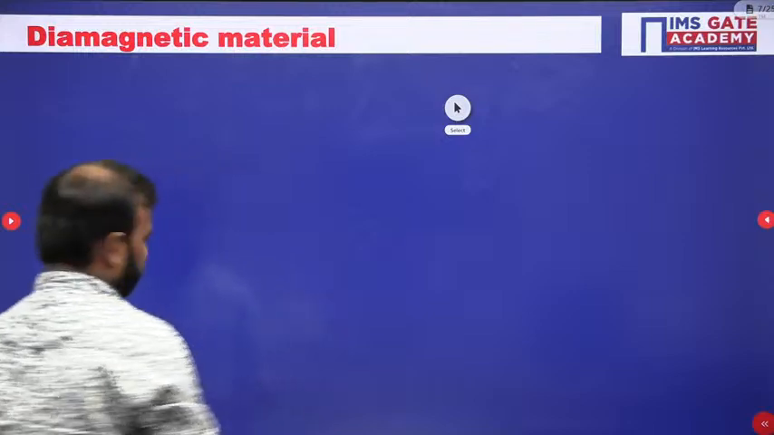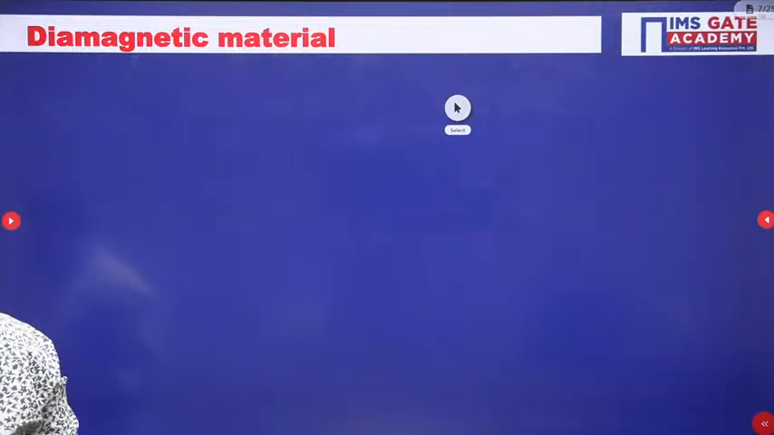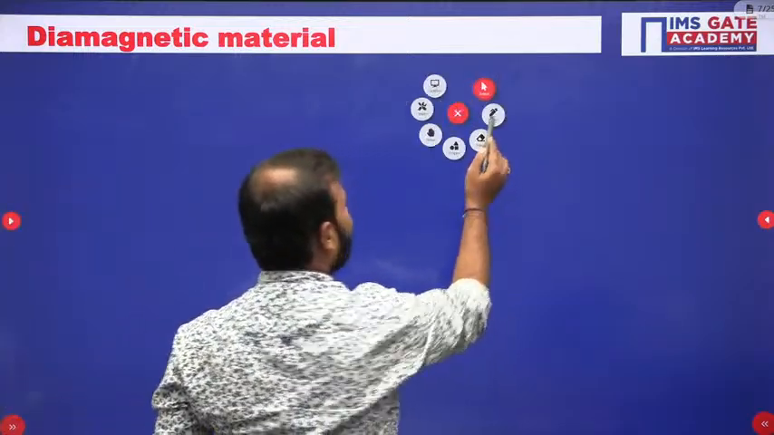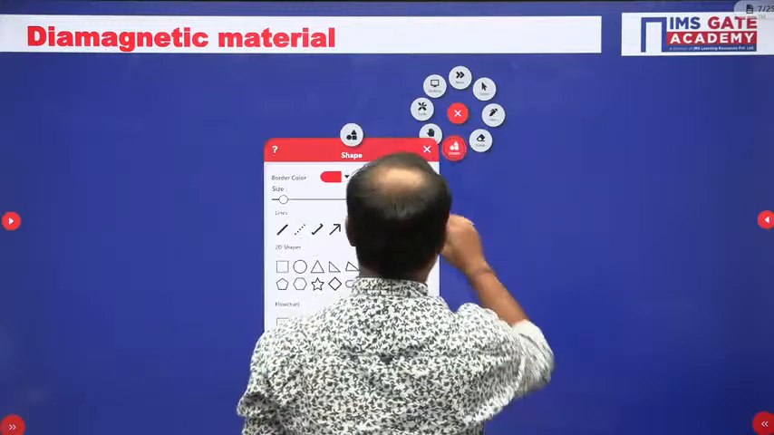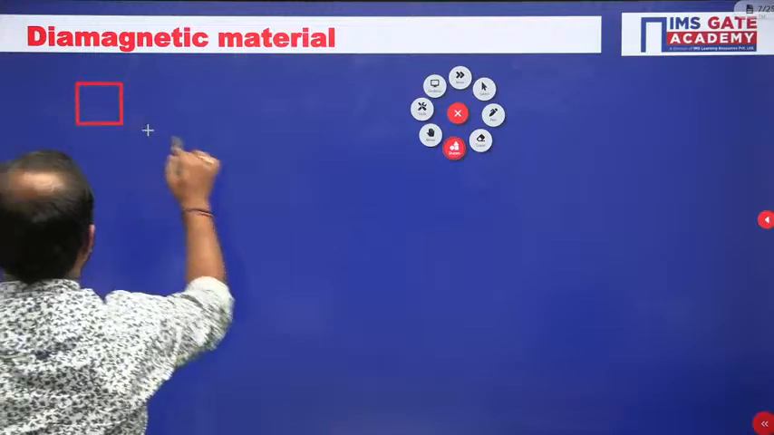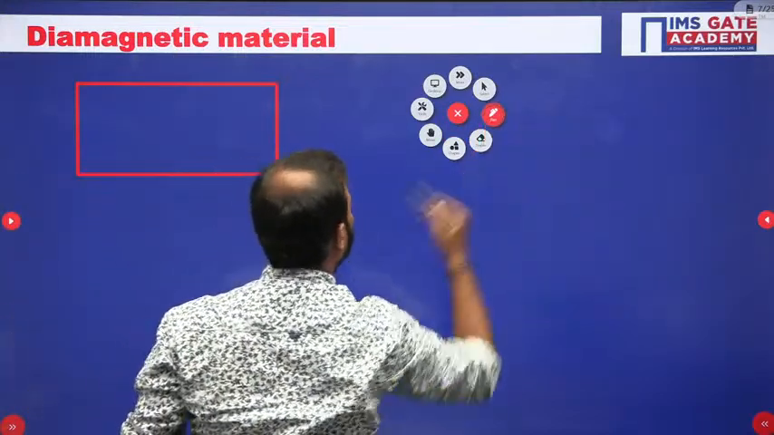Okay. So why is it not working? Okay, all right. So see here everybody. So let me choose a material which is diamagnetic. Okay. So let me take a material like this. This is the material that we have.